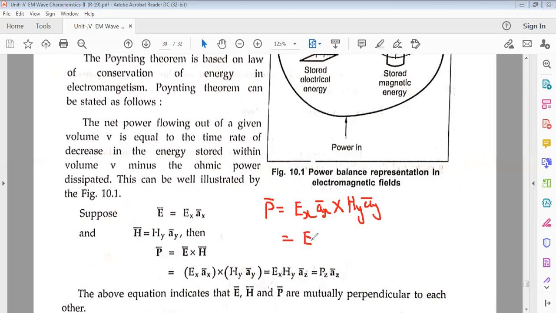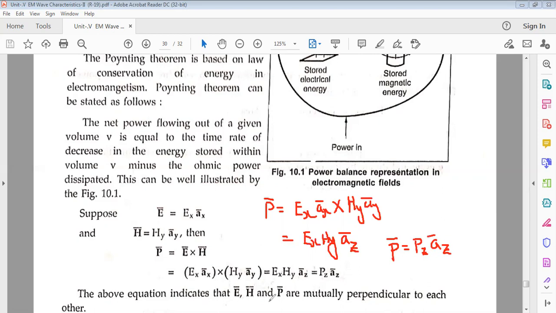So EX into HY, as the cross product of AX and AY is in order, we'll get AZ bar. So the Poynting vector P bar is in the direction of AZ bar. EX and HY can be written as PZ, a scalar quantity, and AZ bar. So P bar is equal to PZ into AZ bar.